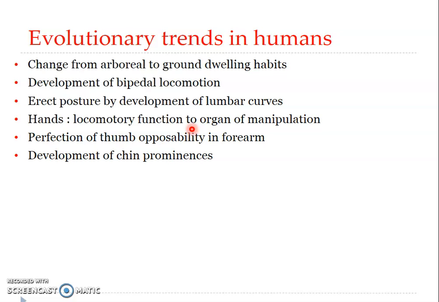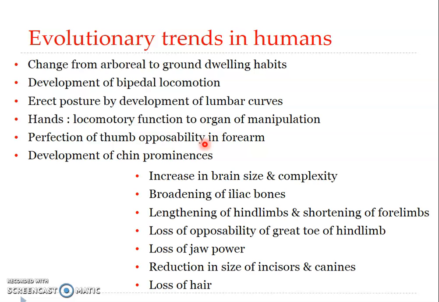Then next we can see the perfection of thumb opposability in forearms. So the thumb can be opposed to the other four fingers in the forearms, so to grasp something and all, it was actually made perfect. Okay. Then development of chin prominences. Chin prominences, I hope you know what it is. So that is also unique about humans, which was not there in the ape-like ancestors.